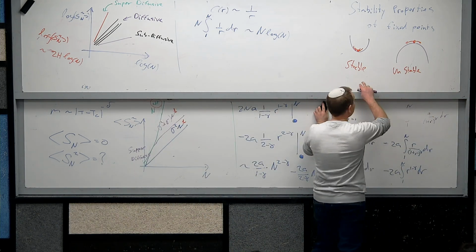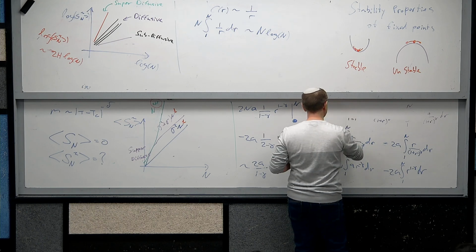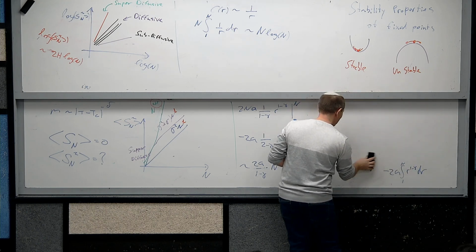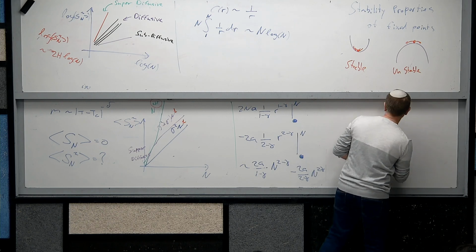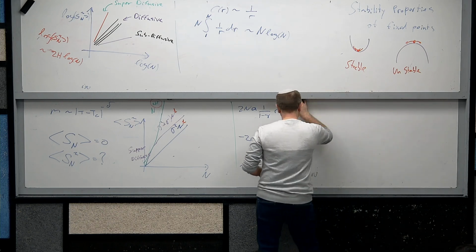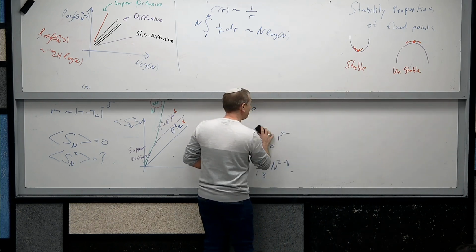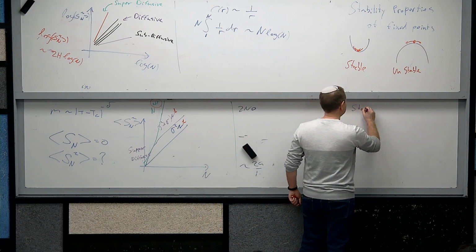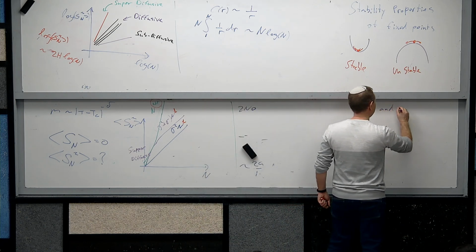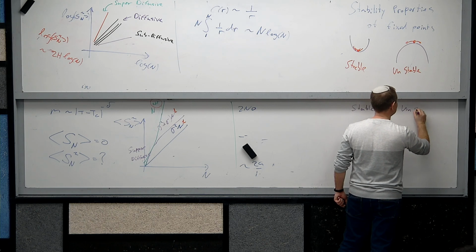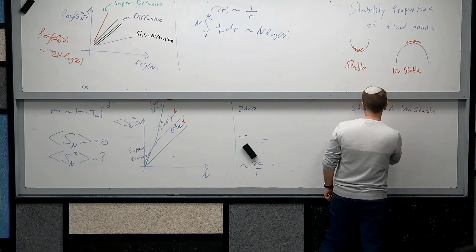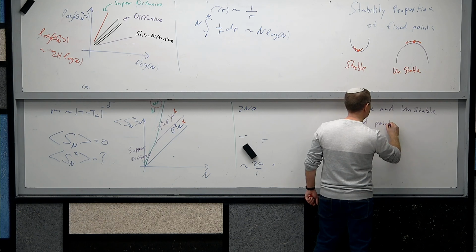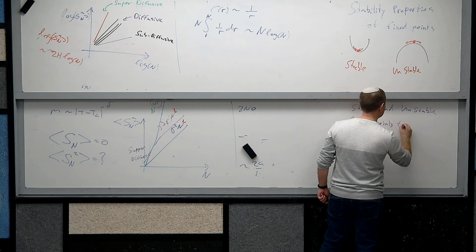Now, what are these stable and unstable properties in the language of the renormalization group? Stable and unstable fixed points for RG.